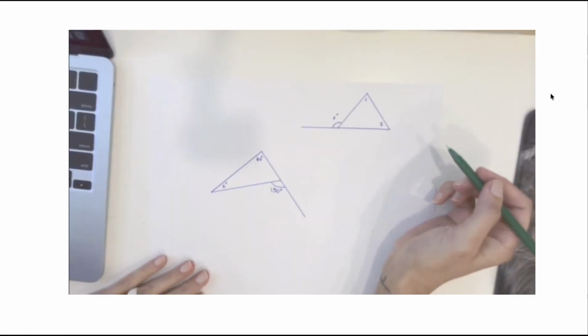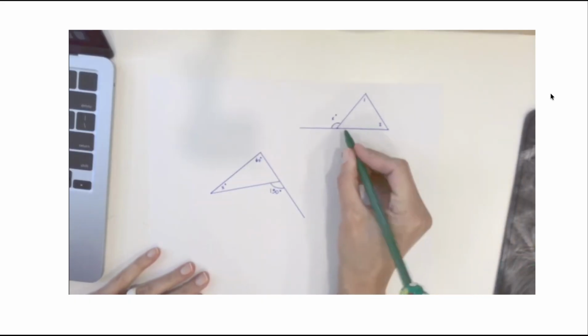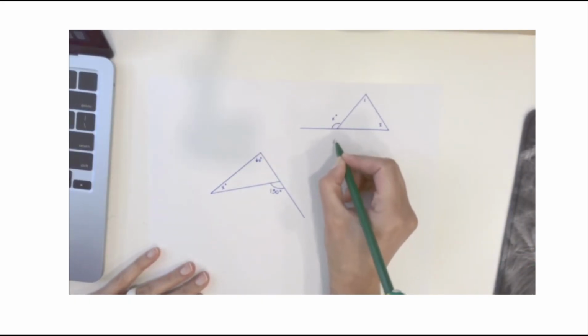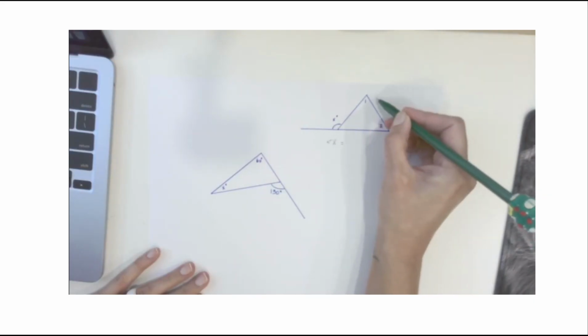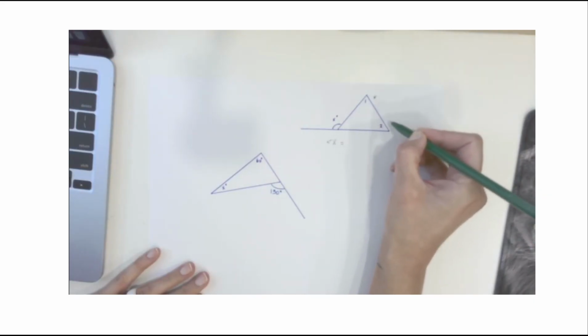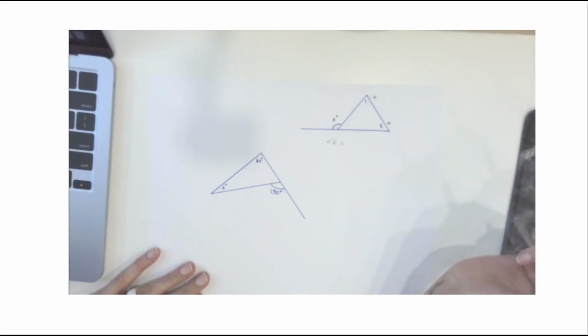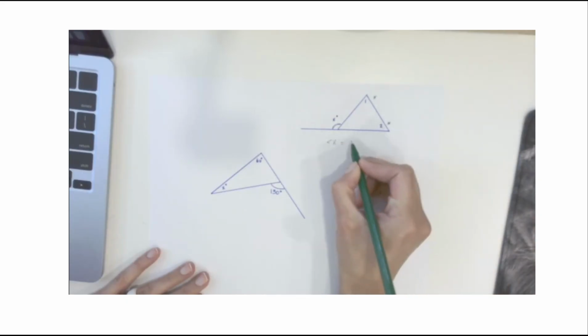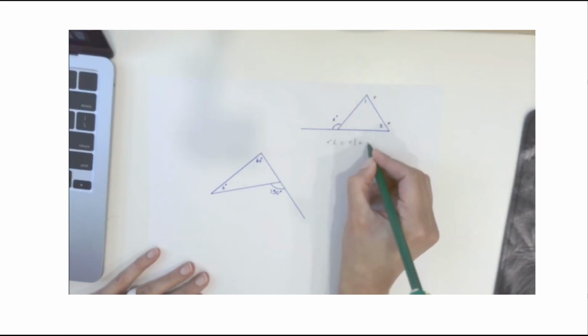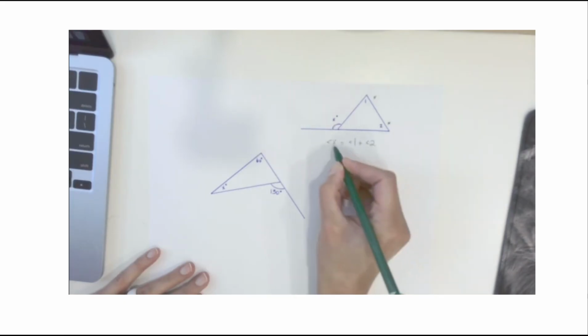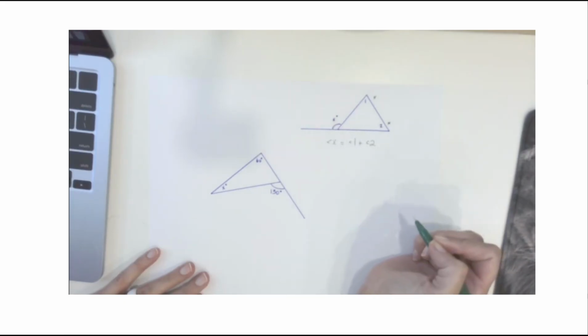So let's practice finding the exterior angle. So this x is our exterior angle, and it will equal the sum of our two remote interior angles. So we have angle 1 plus angle 2 will equal our exterior angle.